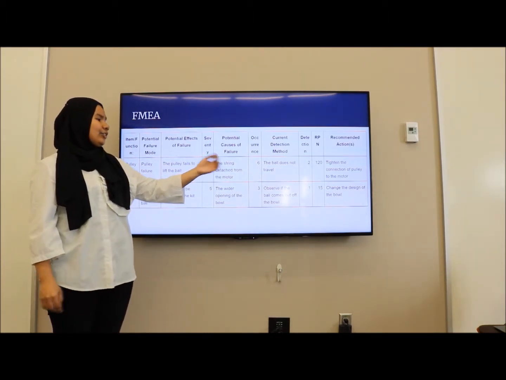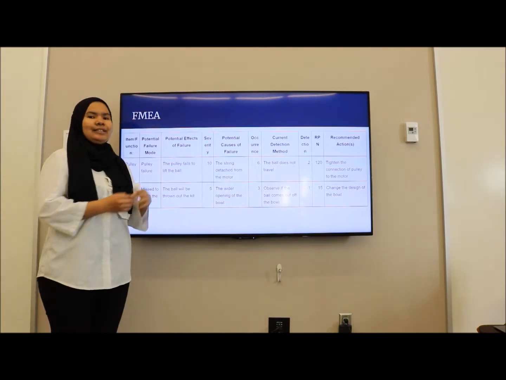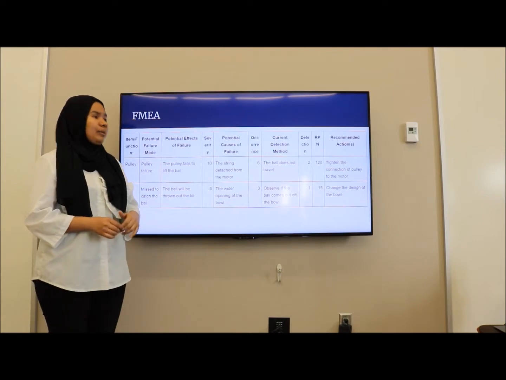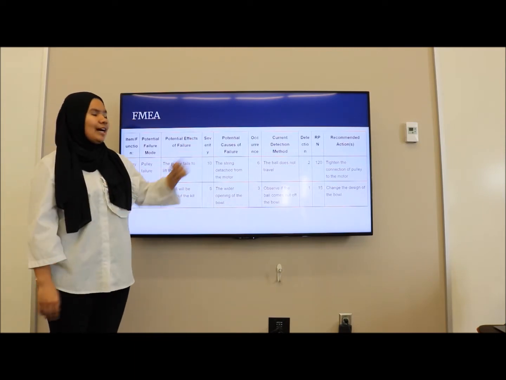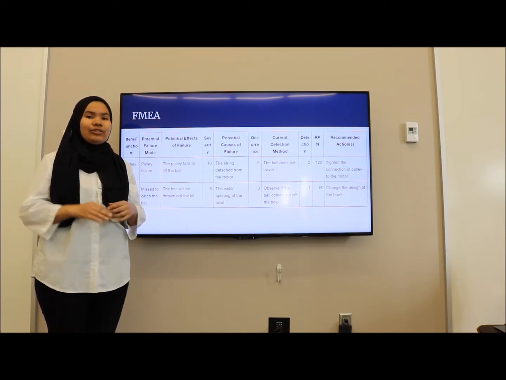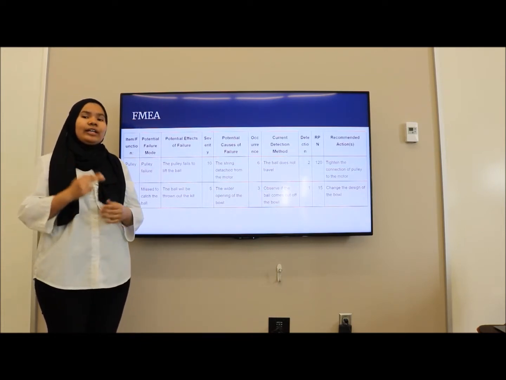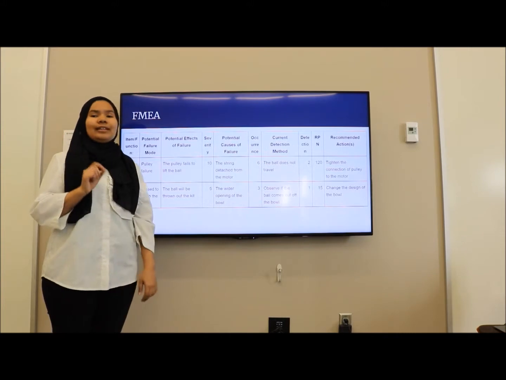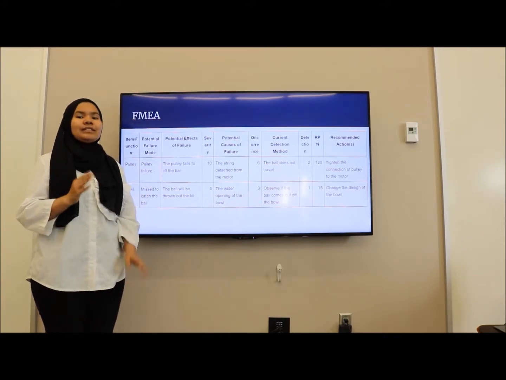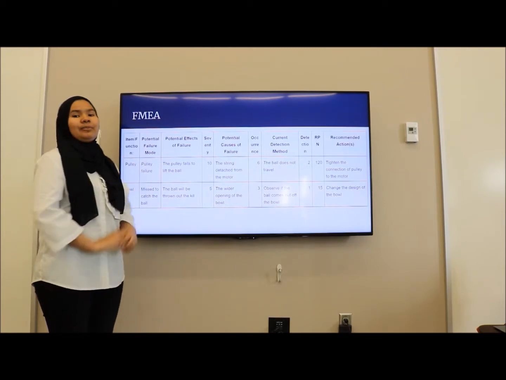It received the highest ranking of occurrence because, as we can see in our project, the string can be easily slipped from the motor. So it received the highest RPN, and the team has prioritized addressing this issue. The recommended action is to tighten the connections of the pulley to the motor. For our final project, we have successfully addressed this potential failure mode.